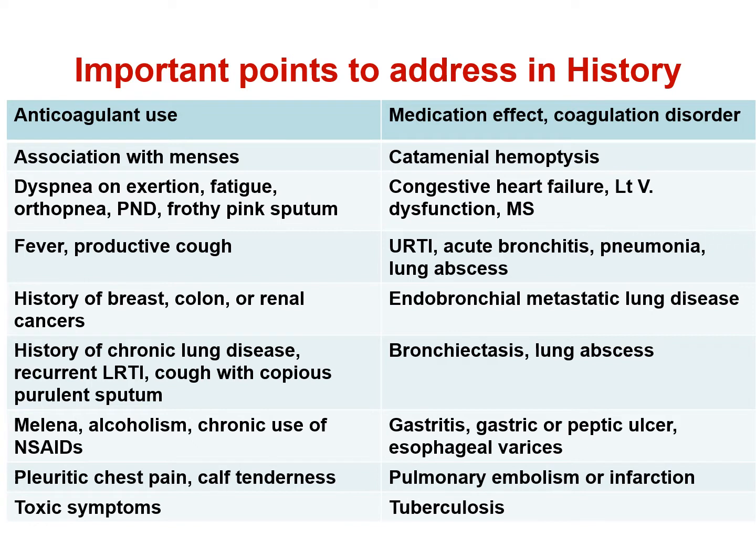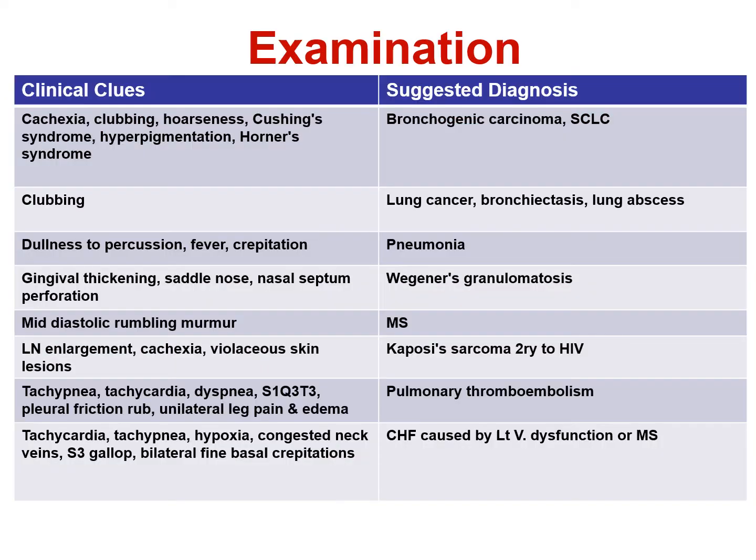Okay, if your patient has melena, alcoholism, or chronic use of non-steroidal anti-inflammatory drugs, it is not hemoptysis, it is hematemesis, and the cause may be gastritis, gastric or peptic ulcer, or even esophageal varices. A patient with pleuritic chest pain and tender calf muscle, pulmonary embolism or infarction may be the cause. And lastly, if your patient has toxemic manifestations, don't forget tuberculosis as a cause of hemoptysis.